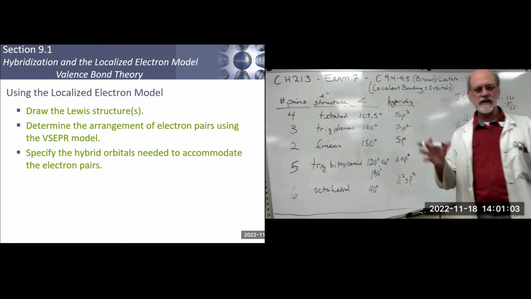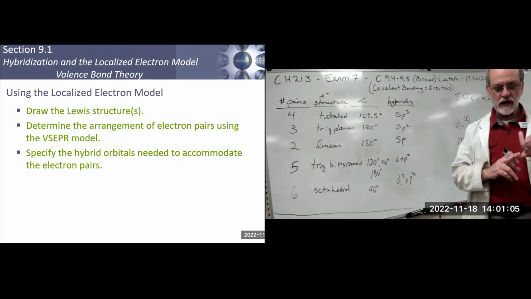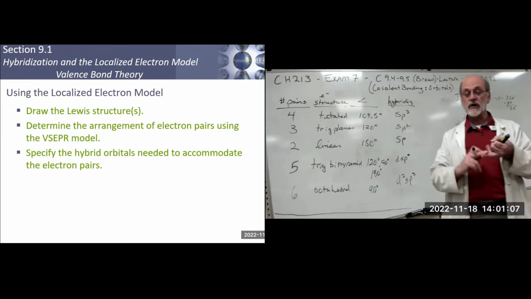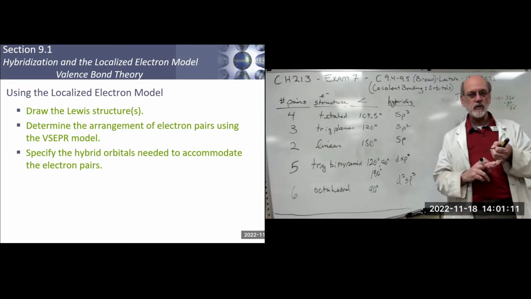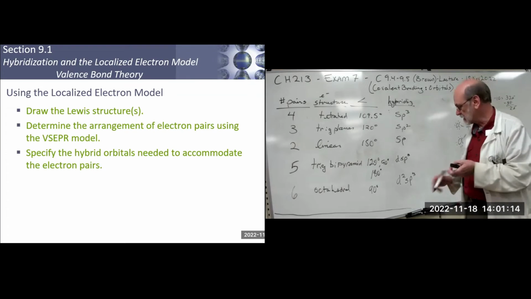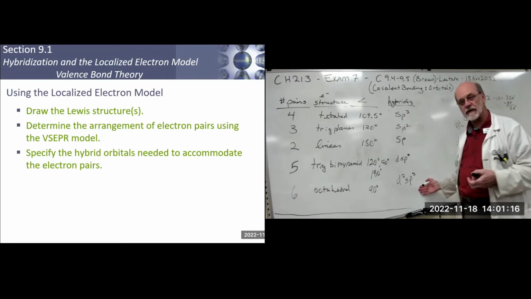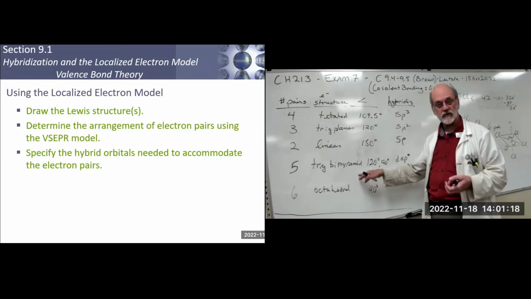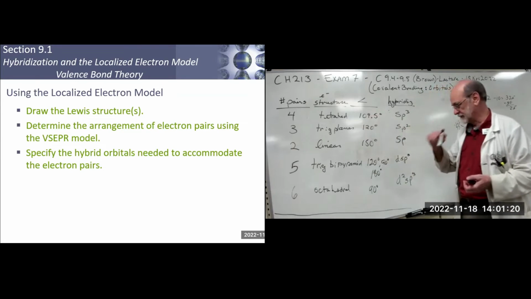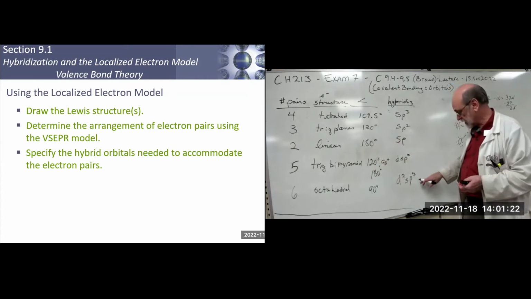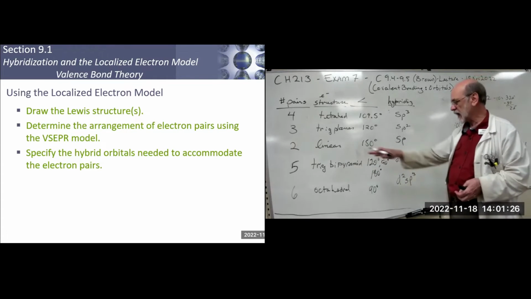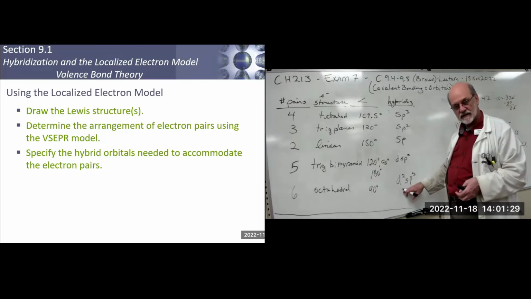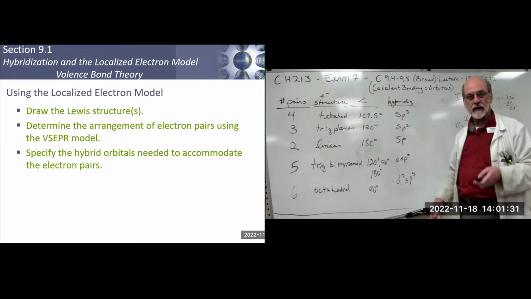So this just summarizes what we've done. Draw the Lewis dot structure, determine the arrangement by the VSEPR model, and that will tell you what the hybridization is, because this hybridization is specific for each of these electronic structures. These electronic geometries will tell you what that has to be. If you got 6 pairs, it's got to be D2sp3. Can't be anything else.